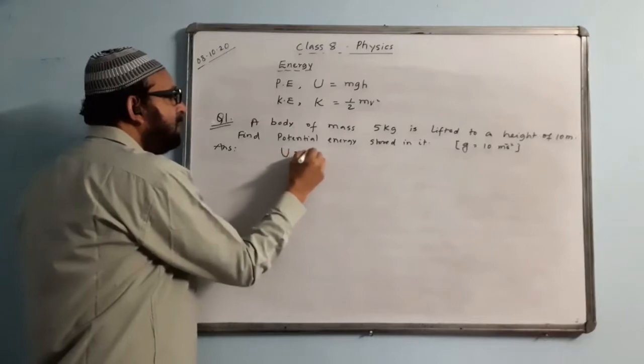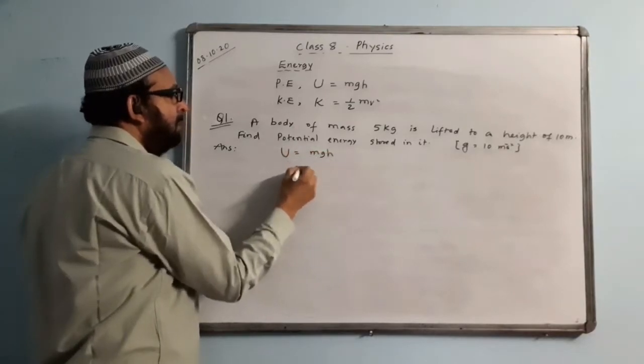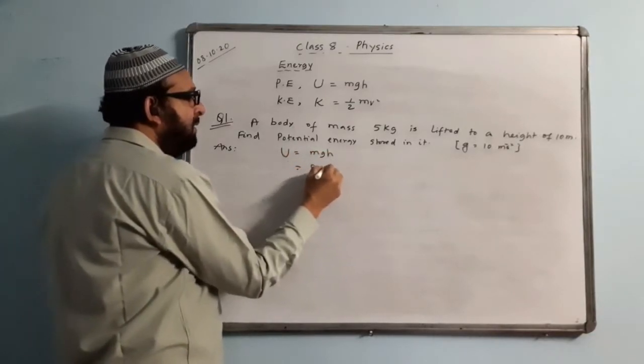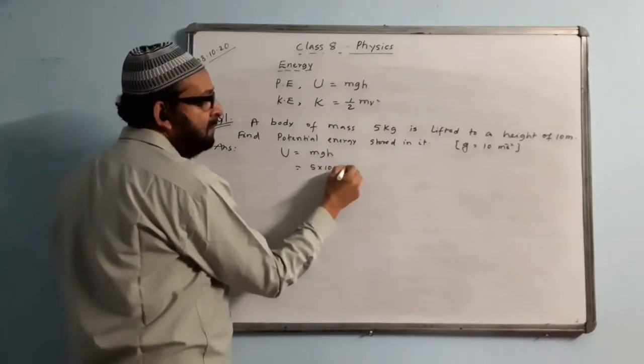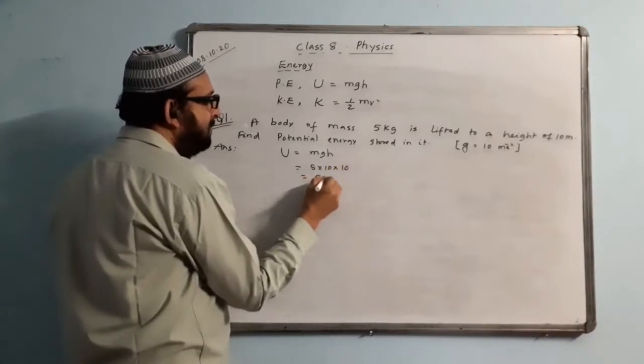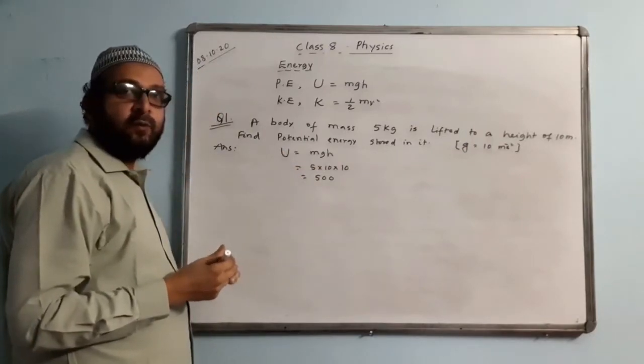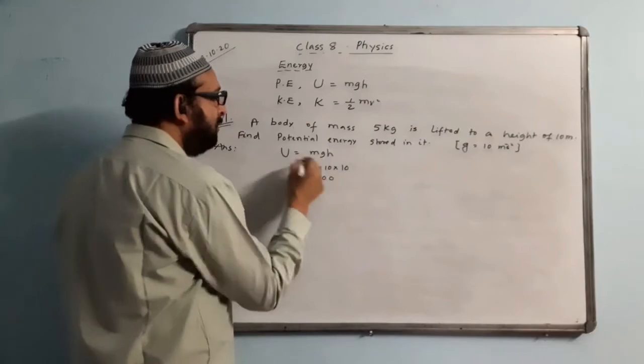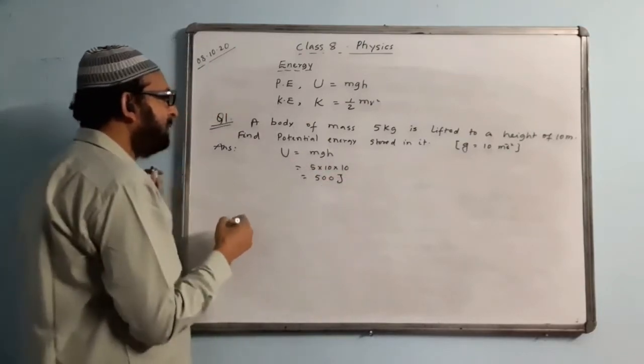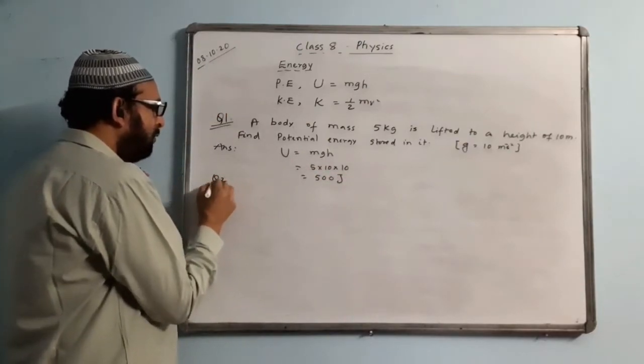So write the formula, potential energy mgh. Mass value is 5, G is 10 and height is 10. Answer is 500. Unit for all kinds of energy: because energy is used to do work and the unit of work is joule, the unit of energy is also joule. Answer finished. Question number 2.